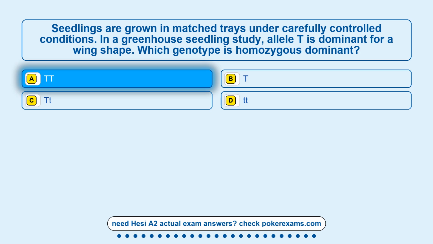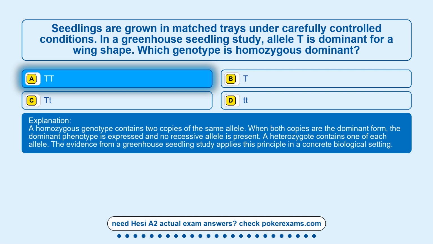The correct answer is option A, TT. A homozygous genotype contains two copies of the same allele. When both copies are the dominant form, the dominant phenotype is expressed and no recessive allele is present. A heterozygote contains one of each allele. The evidence from a greenhouse seedling study applies this principle in a concrete biological setting. Question 20.